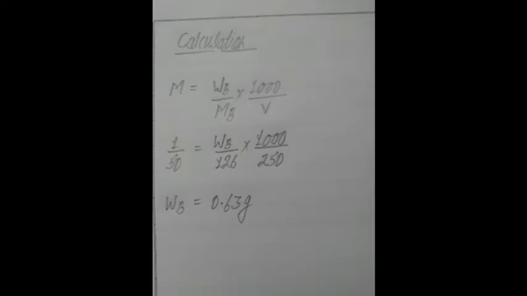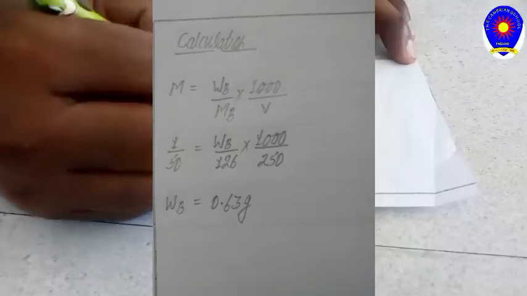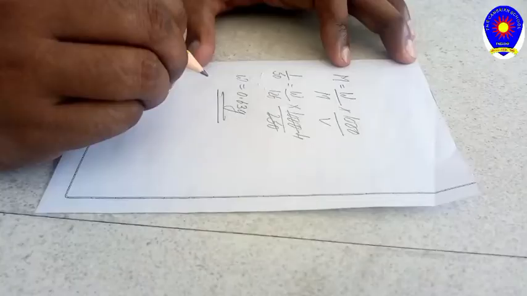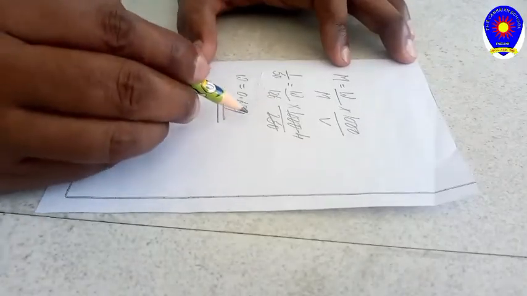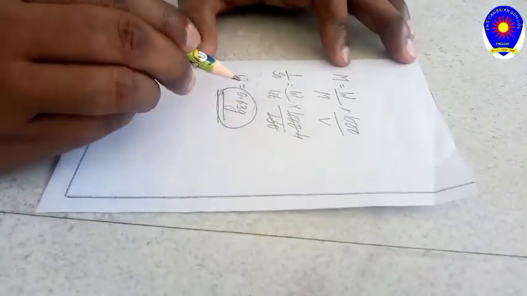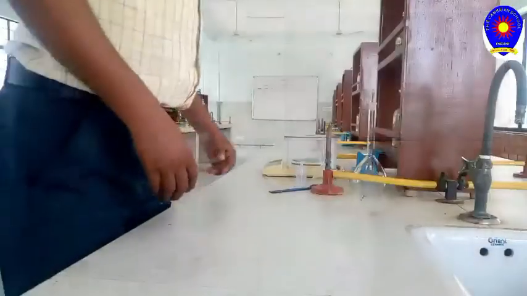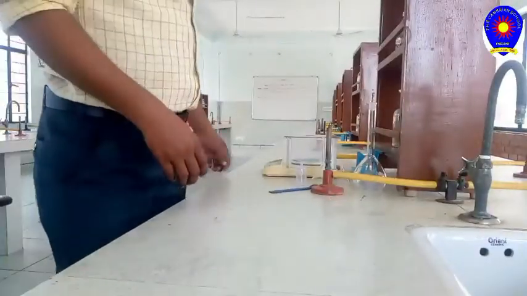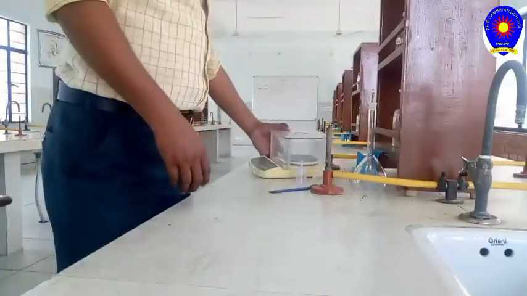When we solve it, the whole value comes to W equals 0.63 gram. This is our oxalic acid weight. Now we have to weigh 0.63 gram of oxalic acid. Before we start the practical, I want to show you the apparatus required for the preparation of oxalic acid solution.